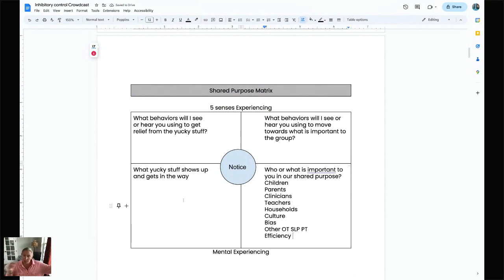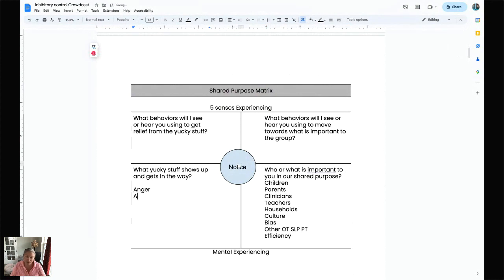All right, I'm going to pop over to this lower left-hand corner, which is what yucky stuff shows up and gets in the way. And I think the first thing when I think about impulsive behavior that gets in the way is anger, right? Like I get so mad. It's like, really? You couldn't pause? Like you're touching everything. Why does everything have to go in your mouth? Why can't you clean up one thing before you move on to the next? You know, I just walk around cleaning up mess after mess after mess after mess.